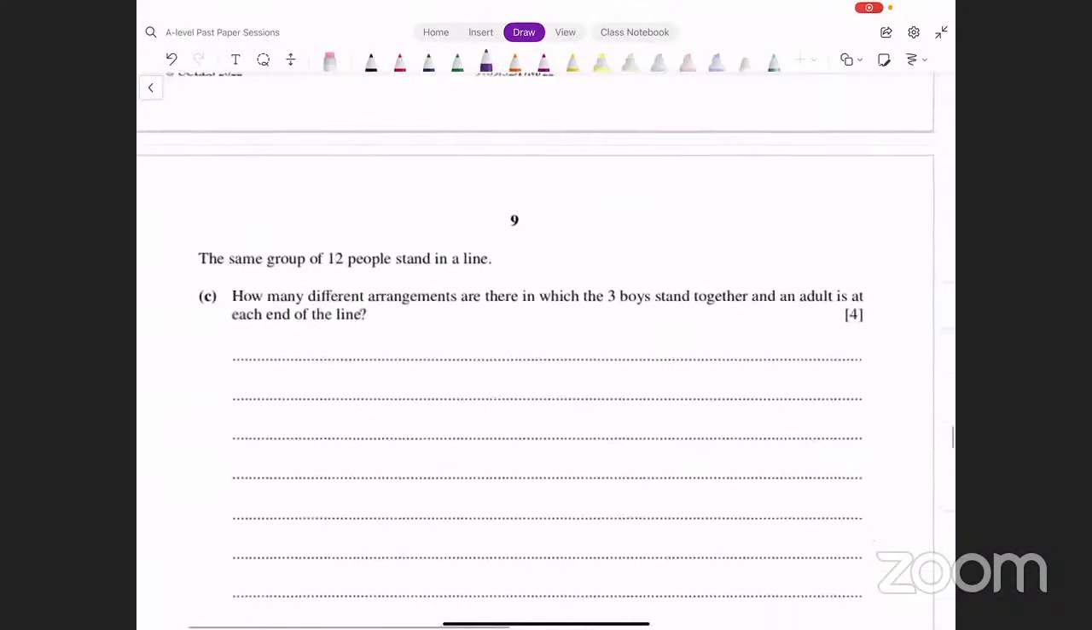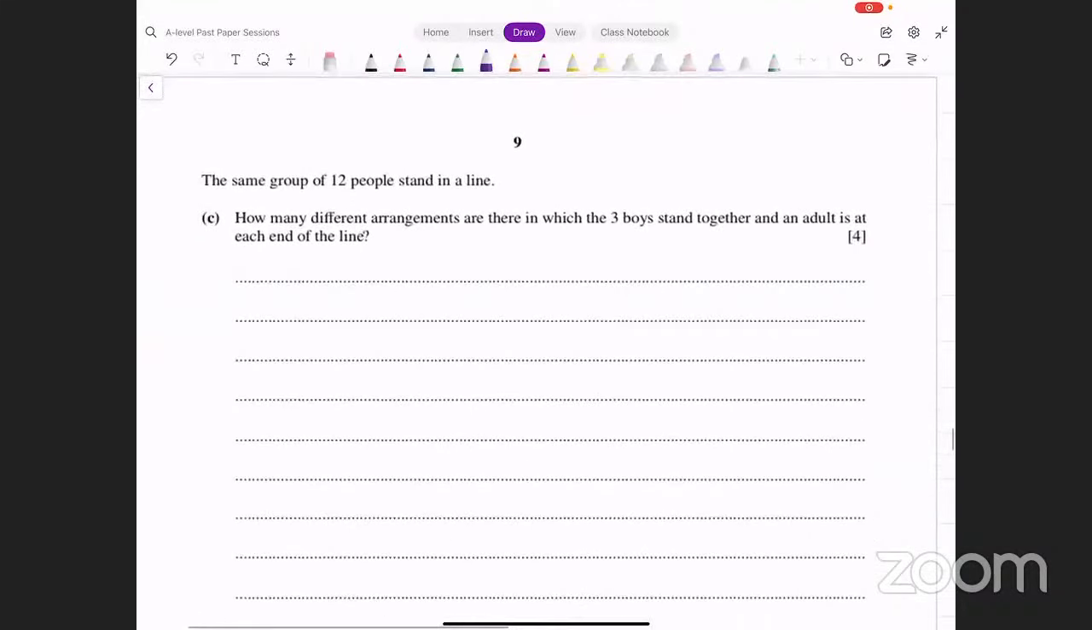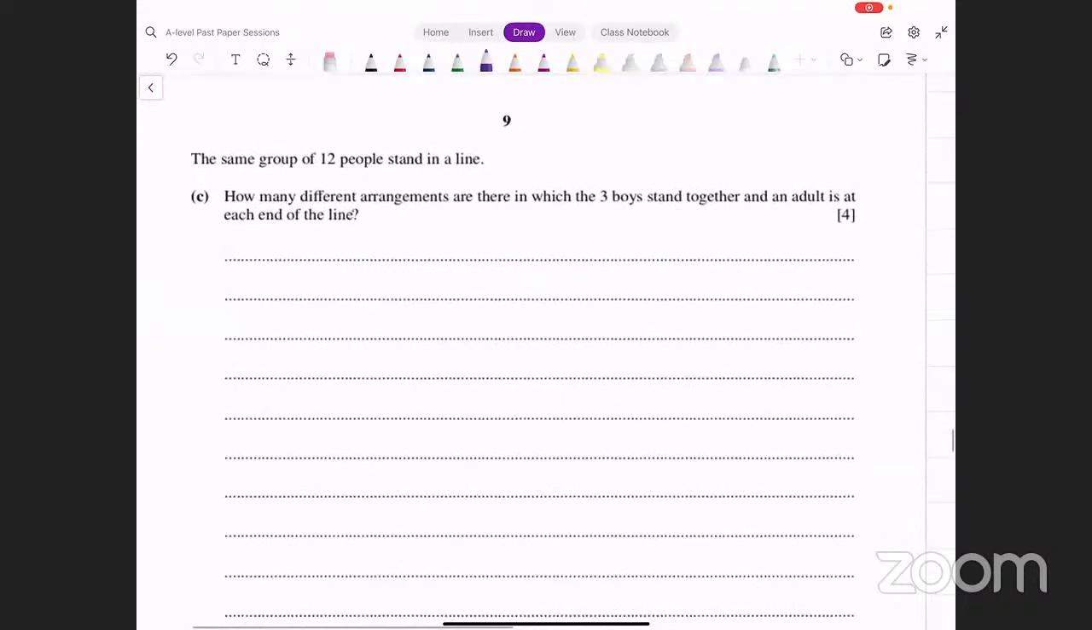अच्छा. Now the same group of people, same group of 12 people stand in a line. How many different arrangements are there? Now we're talking about arrangements, so this is going to be permutations. How many different arrangements are there in which the 3 boys stand together and an adult is at each end of the line? Okay. 2 adults ends के ऊपर हैं और दरम्यान में आपने boys को together रखना है. ठीक है?